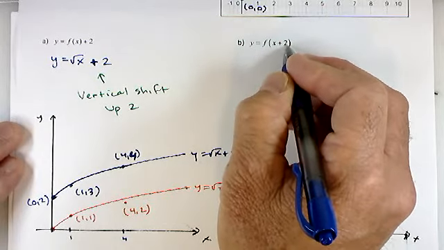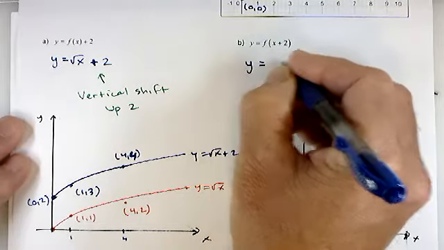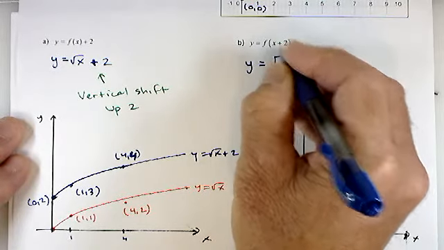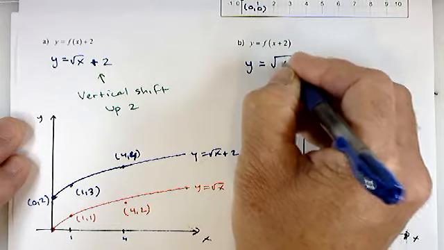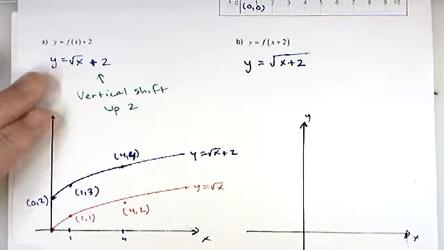So now my plus 2 is inside with the x. So as an equation, this would look like this. My function is square root of x. If it's f of (x plus 2), then I'm putting that in for x. So my equation is y equals the square root of (x plus 2). What does that graph look like?